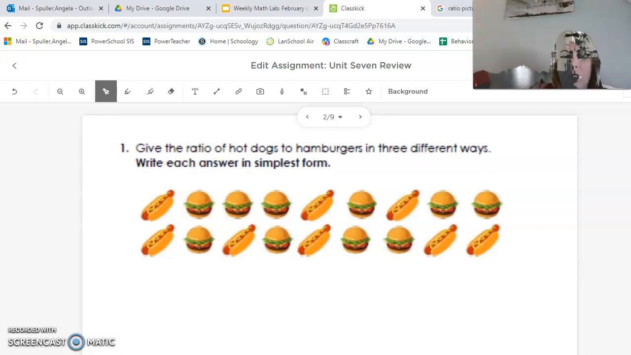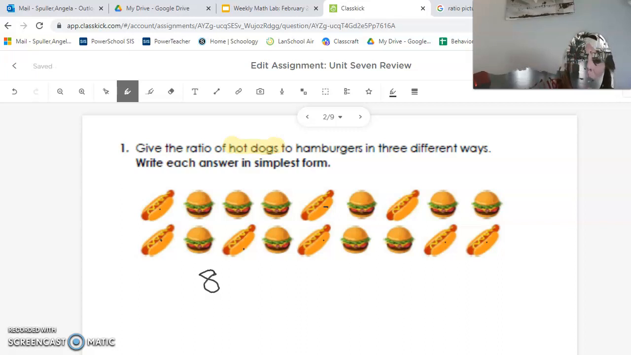All right, so this says give the ratio of hot dogs to hamburgers in 3 different ways, and write each answer in simplest form. First off, we need to remember that it asks for hot dogs first. So the first thing we're going to do is count the hot dogs. 1, 2, 3, 4, 5, 6, 7, 8. So it's 8 hot dogs.